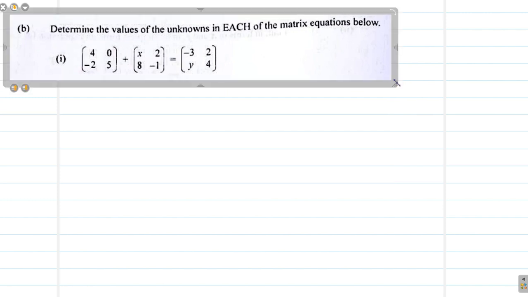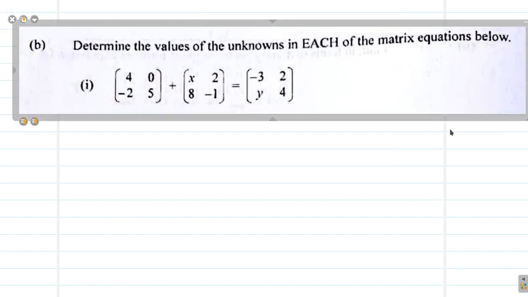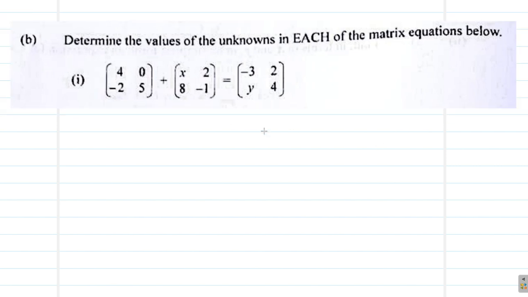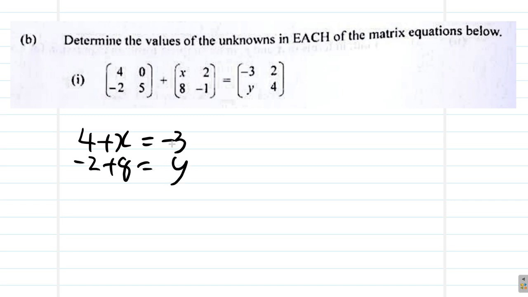So here now, we want the unknown values. So remember, when you add two matrices, you add the corresponding elements. 4 plus x is equal to negative 3. So you're going to have 4 plus x is equal to negative 3. Here, 0 plus 2 is 2, as we can see, no problem. And negative 2 plus 8 is equal to y.